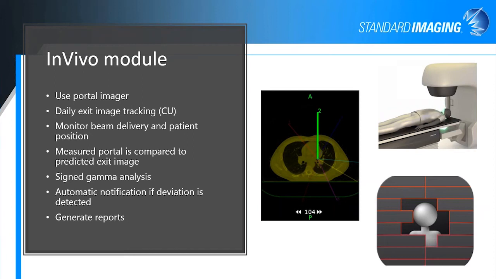Signed gamma analysis is used for review, and then if a deviation occurs based on the gamma criterion that's configured in the software, that would be notified to the user automatically. Reports can be generated, and those reports can either be inserted into the patient chart. They can also be sent to the physician for review and discussion.